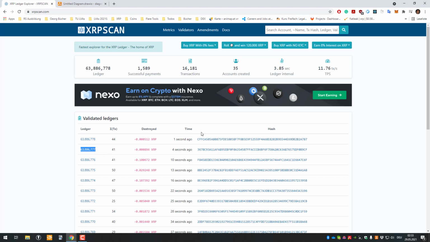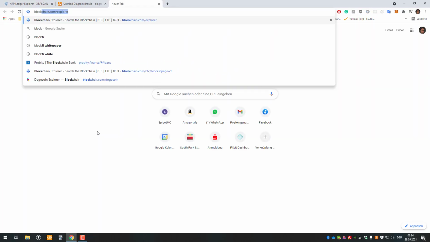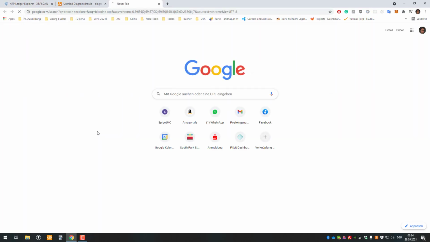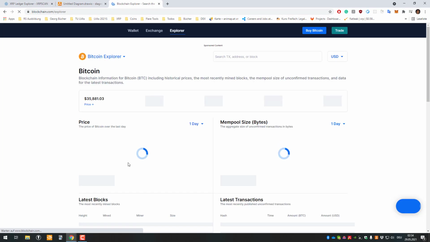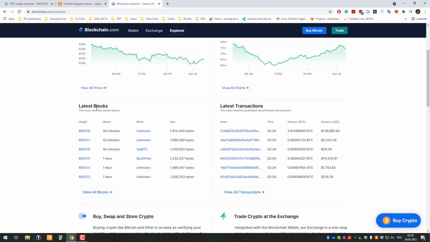The current last close ledger is, as you can see here, number 36,886,777. About every 3 to 4 seconds, a ledger closes. We're calling that the ledger here, the last close ledger, the LCL. But you could also call it just a block, or in other blockchains it's called the height. For example, if I enter Bitcoin Explorer, you can see it's mentioned here as the height. Under latest blocks, it's called the height.